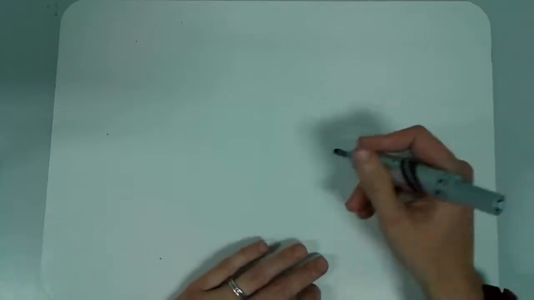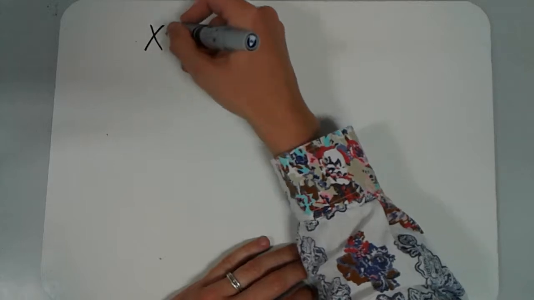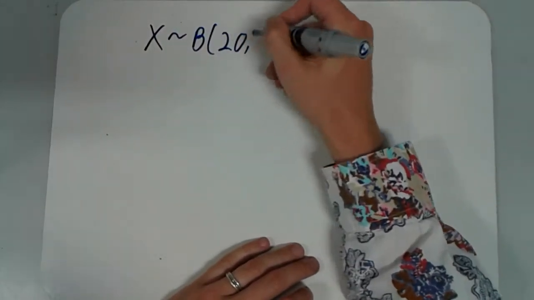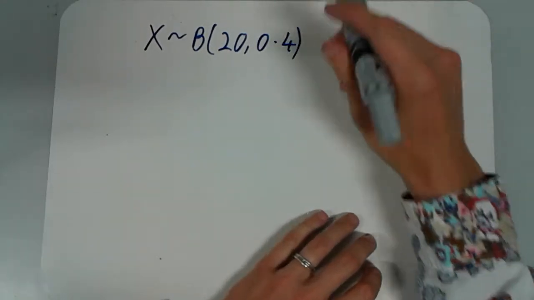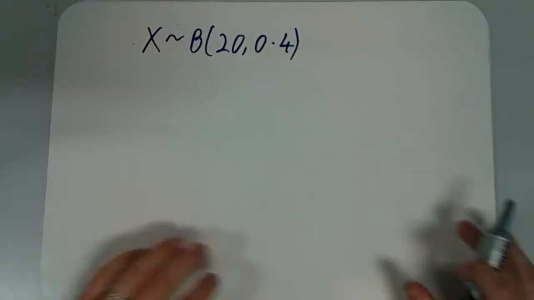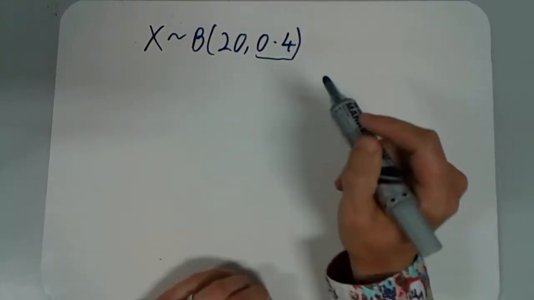Let's now look at how we can use the binomial distribution to test if claims are actually true or false. So let's say that we're told that x follows a binomial distribution where there are 20 trials and a 0.4 probability of success. I'm just going to set my calculator up to do this now. And what we want to know is, is this the correct probability?